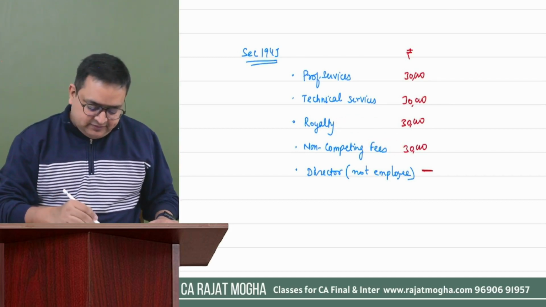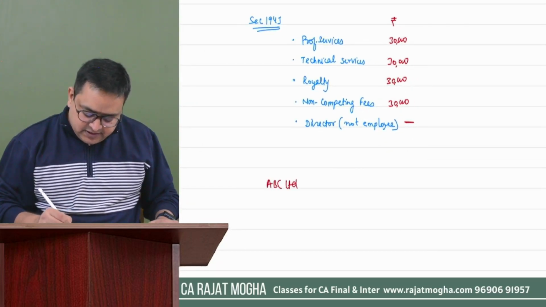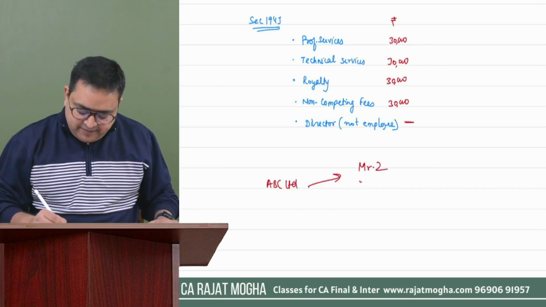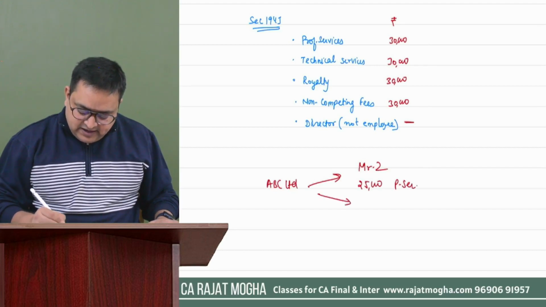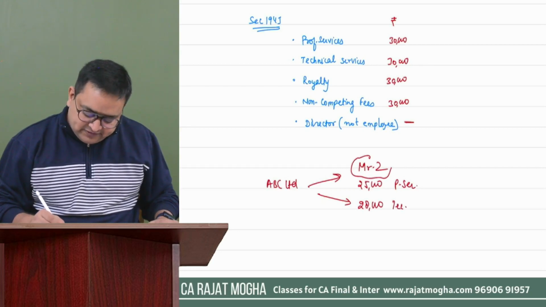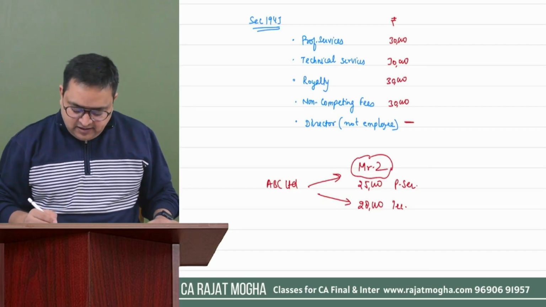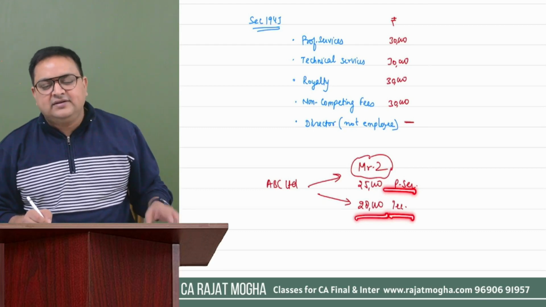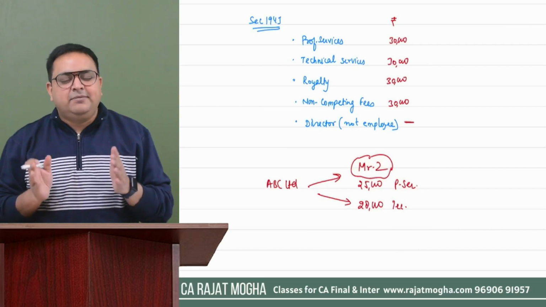What does this mean? This means that, let's say there is a company ABC Limited, and they are paying Mr. Z. They are paying 25,000 to Mr. Z as professional services, and they are paying 28,000 rupees as technical services. To whom? To Mr. Z. Receiver is one person, Mr. Z. So here we are paying 25,000 rupees as professional services, 28,000 rupees, sorry, as technical services. We do not have to club it together. Please keep it separate. Please keep it separate.